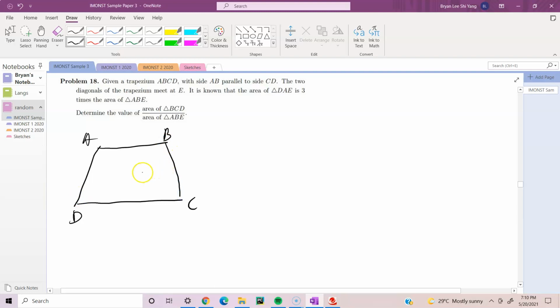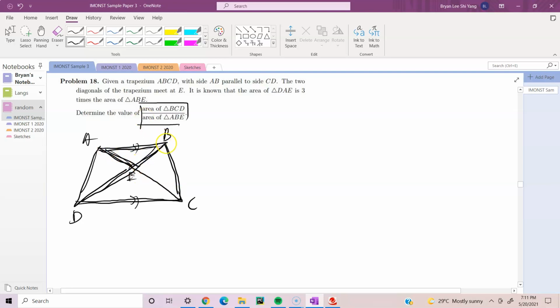The two diagonals of the trapezium meet at E. So this is the point E where these two diagonals meet. And parallel means they never intersect each other. It is known that the area of triangle DAE, so this triangle, is three times the area of ABE. Determine the value of this ratio: the area of triangle BCD to the area of triangle ABE.